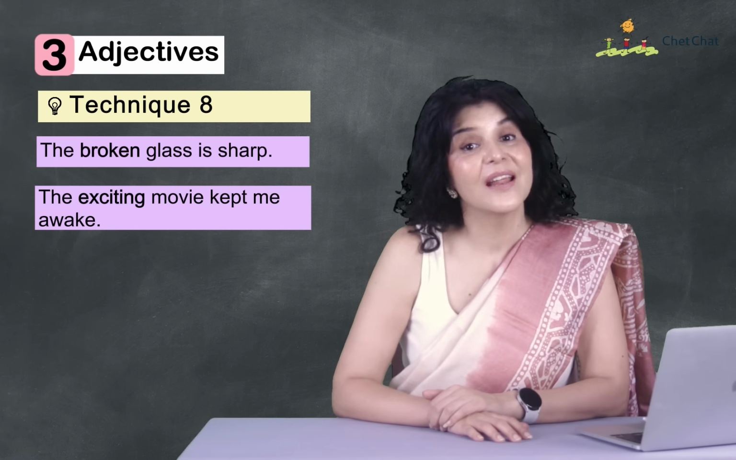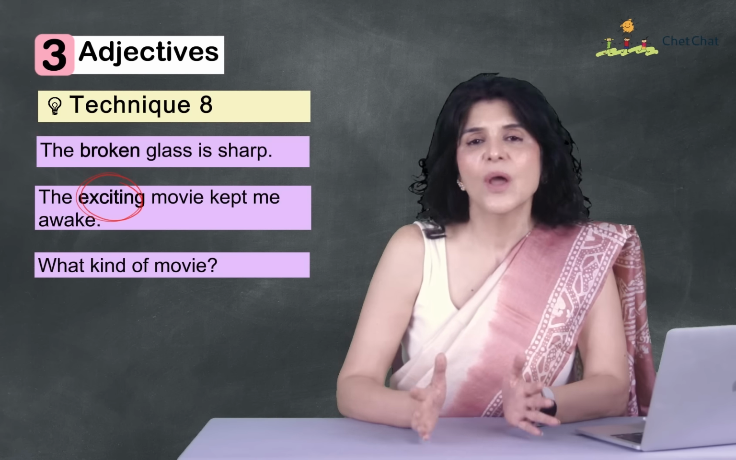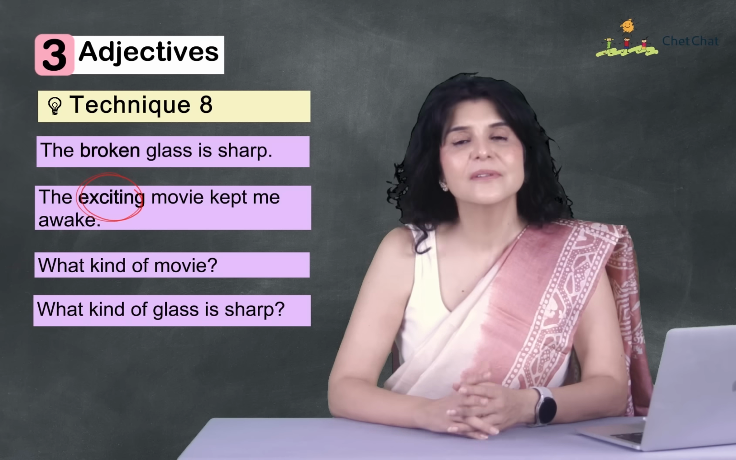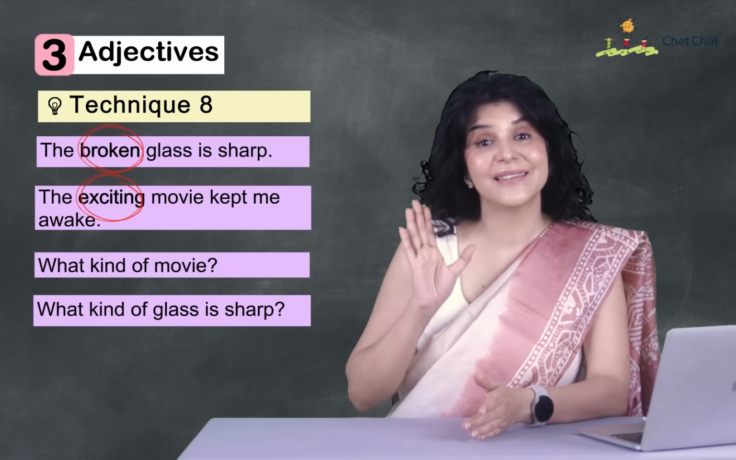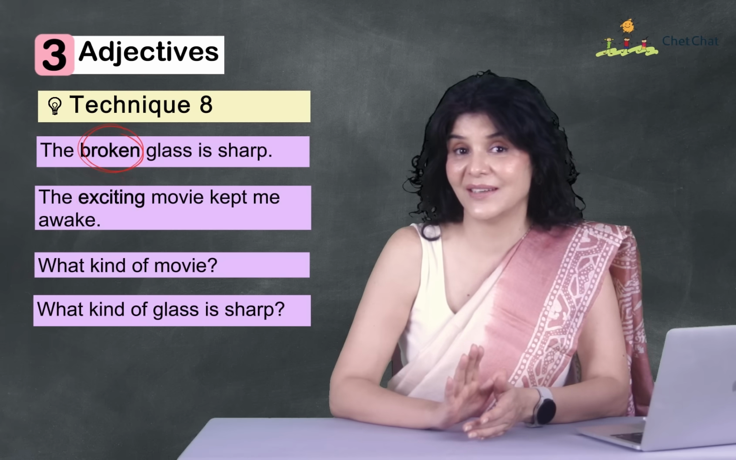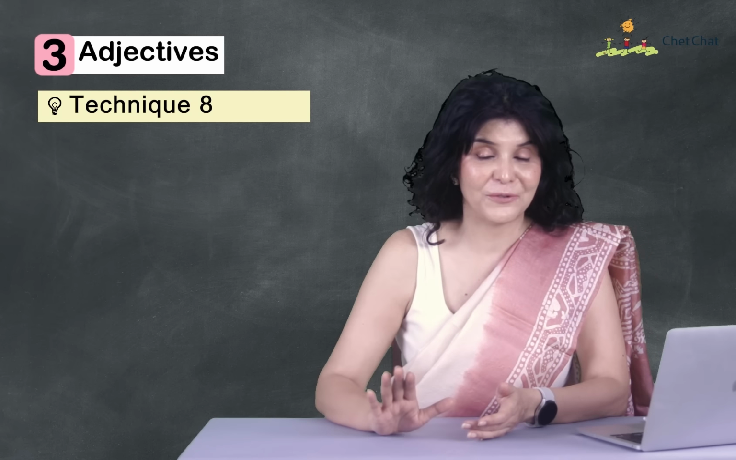But how do we know this? Let's ask the question, what kind of movie? And the answer is exciting. What kind of glass is sharp? Broken glass. So we know that exciting and broken are adjectives here. Now be careful, this is where the examiner will trick you. Okay?